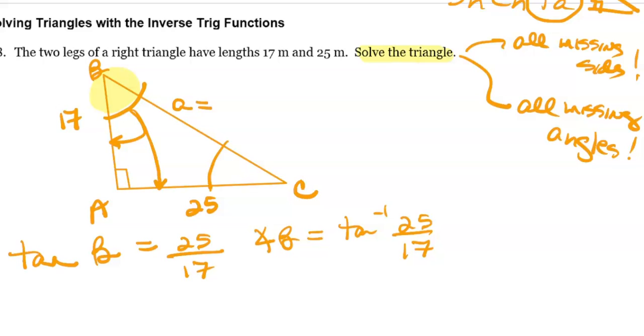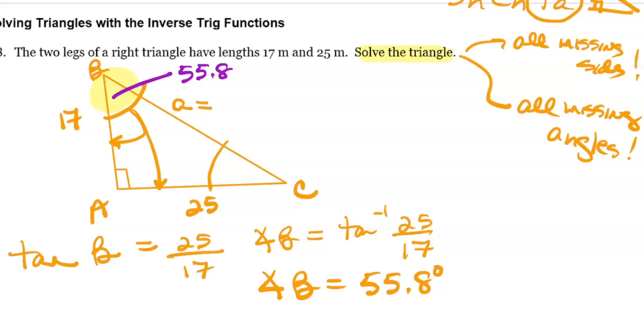Okay, so let's get that. In my calculator, I say second tan to the -1, I'm in degrees, 25 divided by 17, and I'm getting an angle of 55.8 degrees to the nearest tenth. So right now, I'm going to change this to purple. So that angle is 55.8. Okay, how am I going to get angle C?